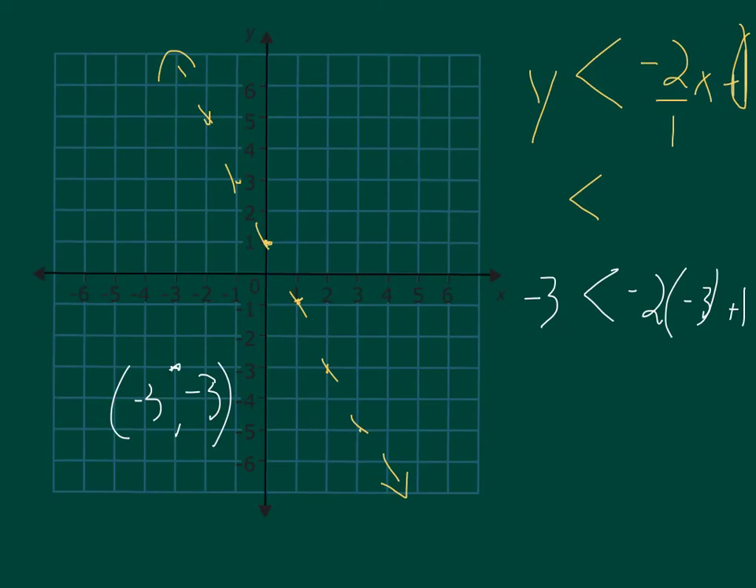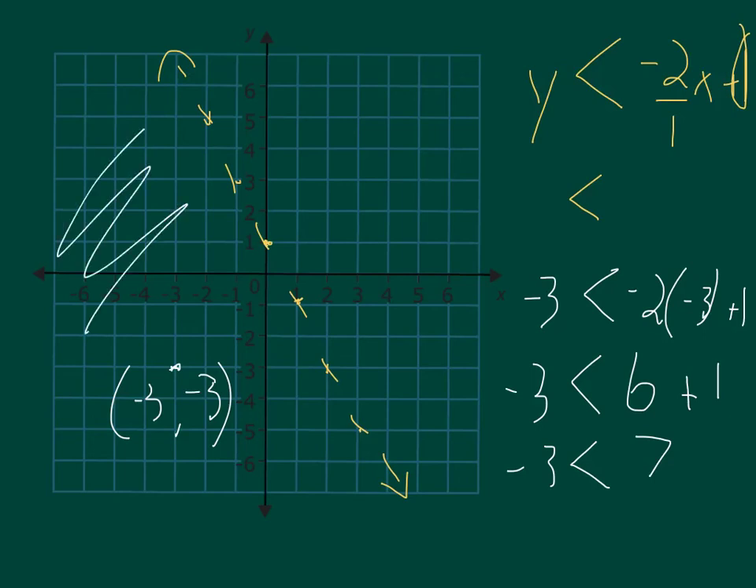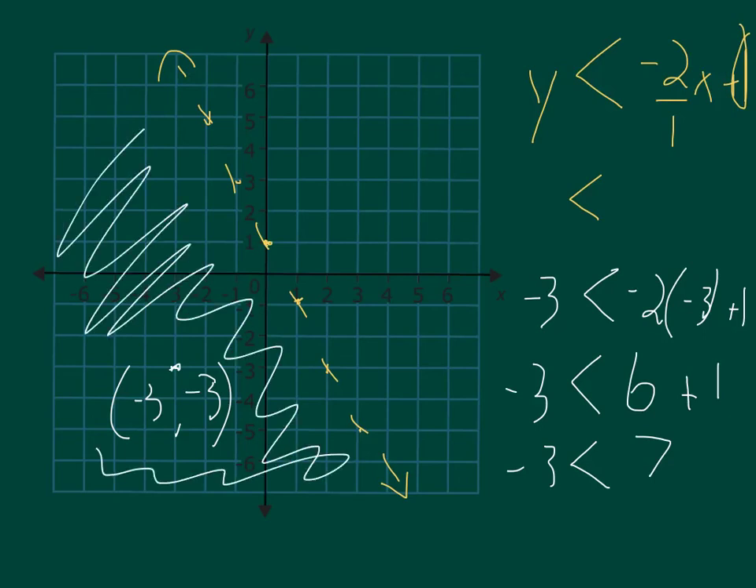Okay, did you plug in your x and y coordinates? Now I have negative 3 is less than, what's negative 2 times negative 3? It's positive 6 plus 1. Negative 3 is less than, what's 6 plus 1? 7. Is that a true statement? Since that is a true statement for me, I'm going to go ahead and shade in this side that is a true statement. Okay, did you get one that was a true statement?